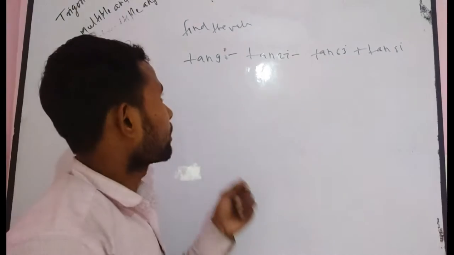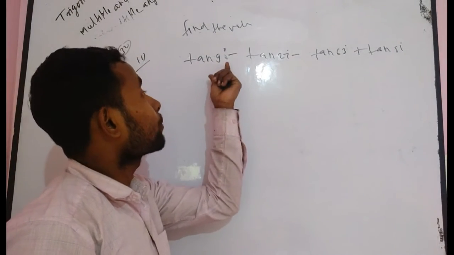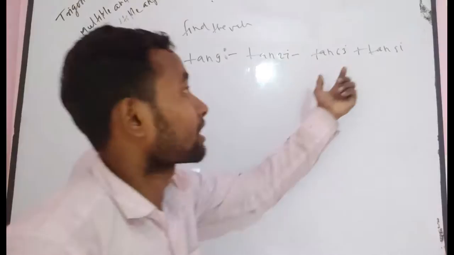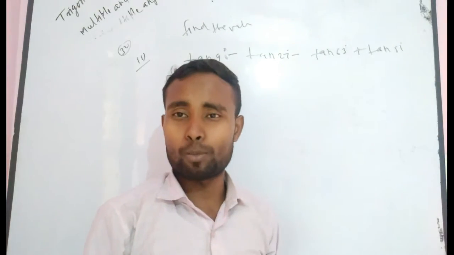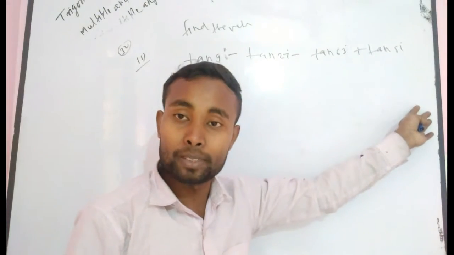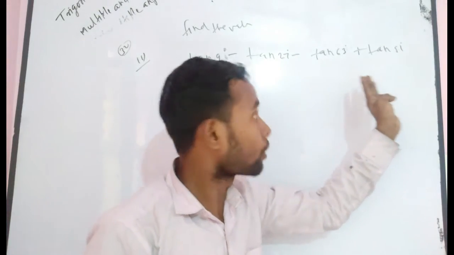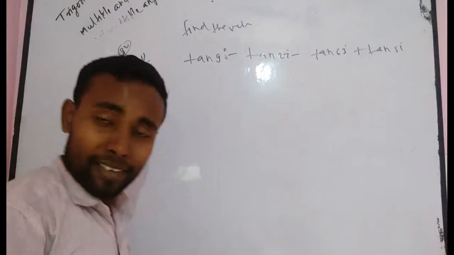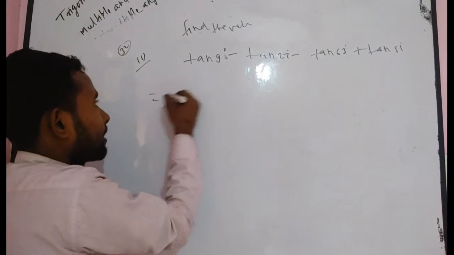I think if you know the value of tan 9, tan 27, tan 63, tan 81, it becomes easier. But you don't know the value of these angles, so you definitely think of another way. I want to write another way.